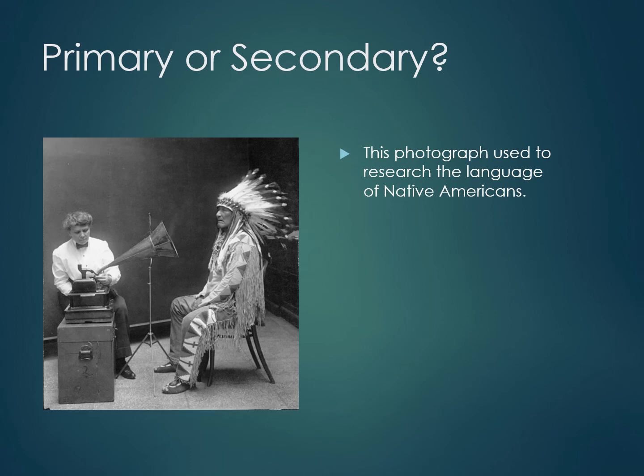All right, what about this photograph used to research the language of Native Americans? You see a man, looks like recording a Native American man speaking or singing or doing something. Would this be a primary or secondary source? All right, if we can analyze this picture and find that it's a real picture and it's authentic, we would say it's a primary source, because it's a picture taken at the time that it was happening.